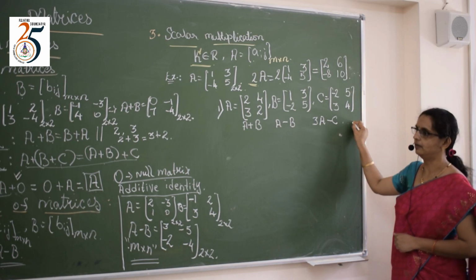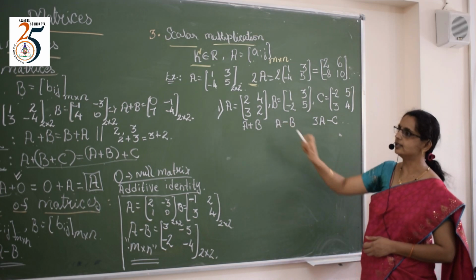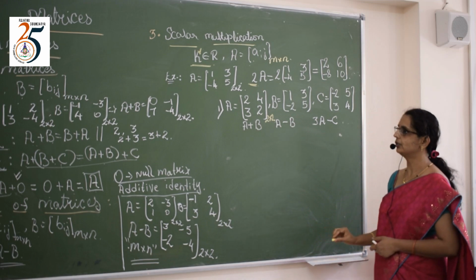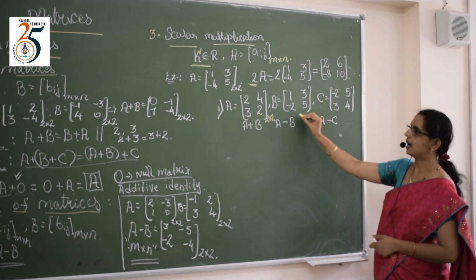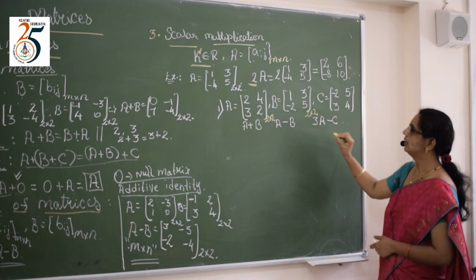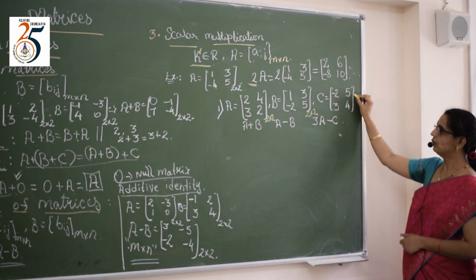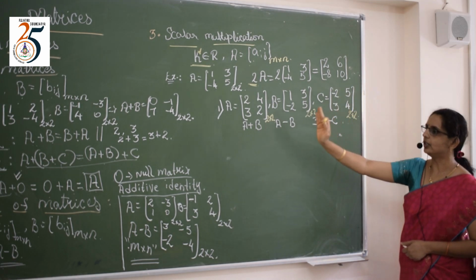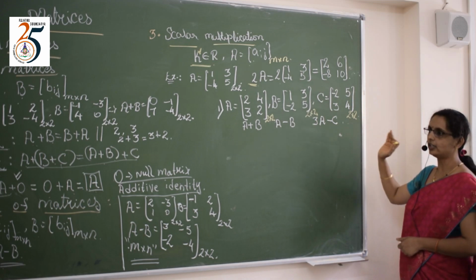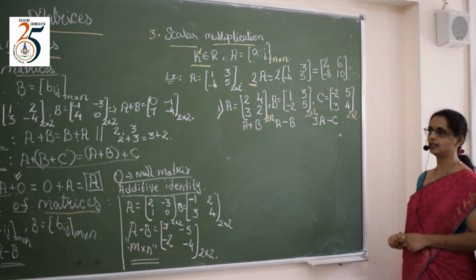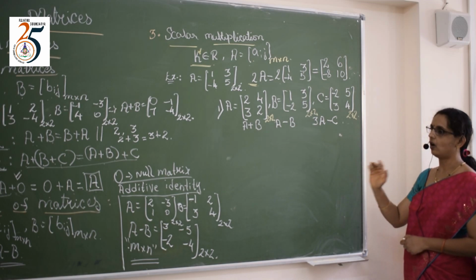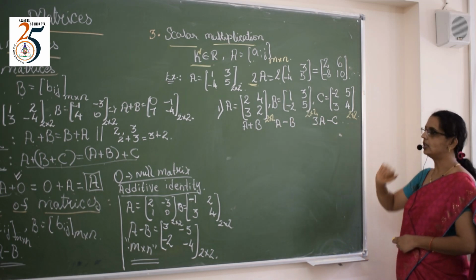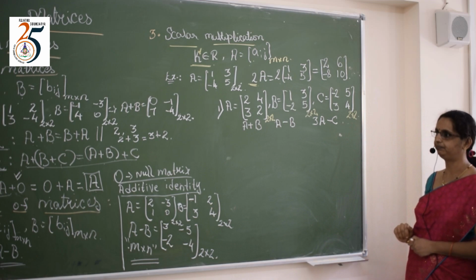Just take up this one problem. Here the matrix A contains the elements 2, 4, 3, 2 whose order is 2 cross 2. Matrix B is 1, 3, minus 2, 5, 2 cross 2. Then matrix C is minus 2, 5, 3, 4 whose order is 2 cross 2. All the three matrices satisfy the basic condition. What is that basic condition? We can add or subtract on the basis that all the matrices are of equal order. Yes, all three given matrices are of equal order.